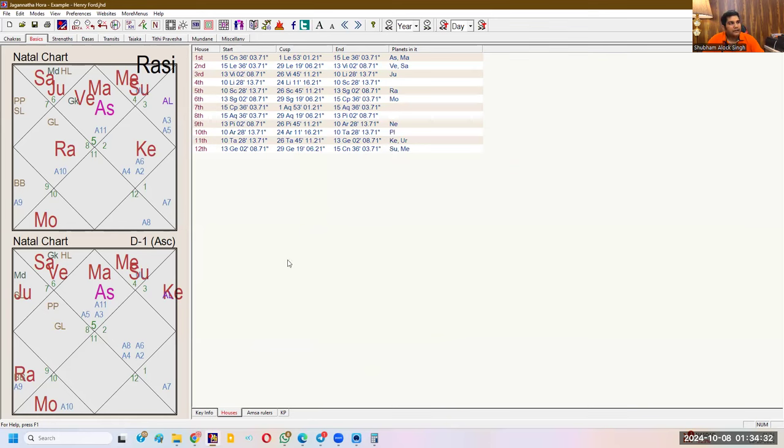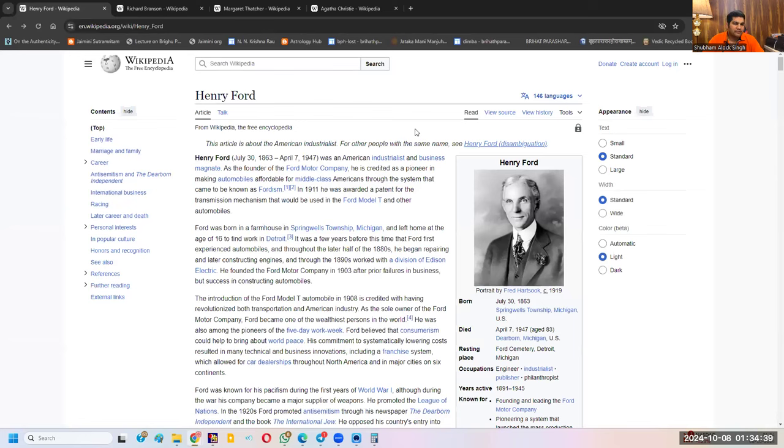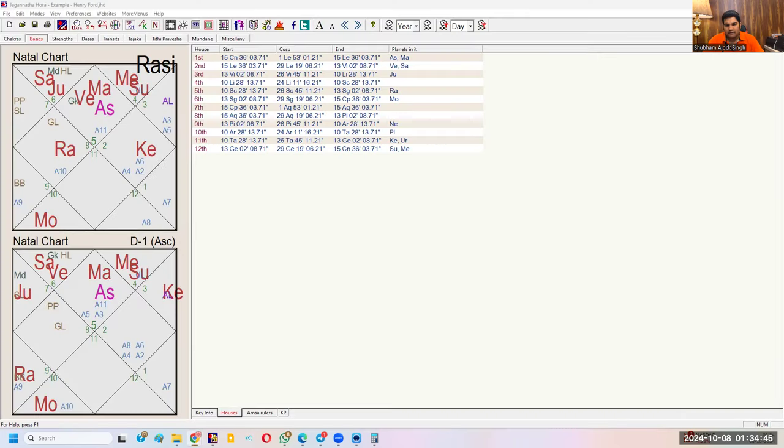From the Sripati Paddhati, you see that Venus, which was situated in the ascendant earlier, is the Wikipedia article I will be referring to. The Wikipedia article for Henry Ford, I will be referring to. Much of the information we already know. So that is what will help us, right?